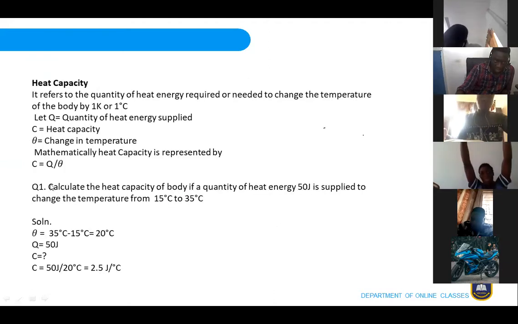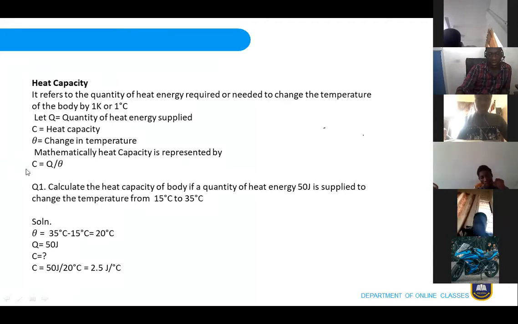So you'll be using this formula, C equals Q over theta. Q is the heat energy supplied. The theta is the change in temperature. C is the heat capacity. C equals Q over theta.